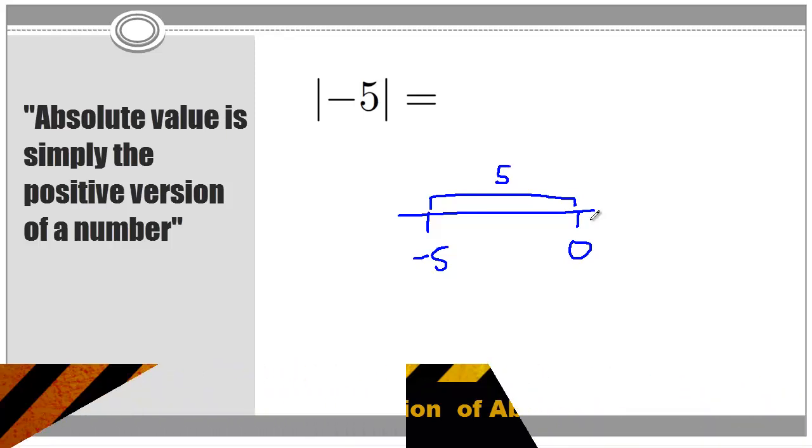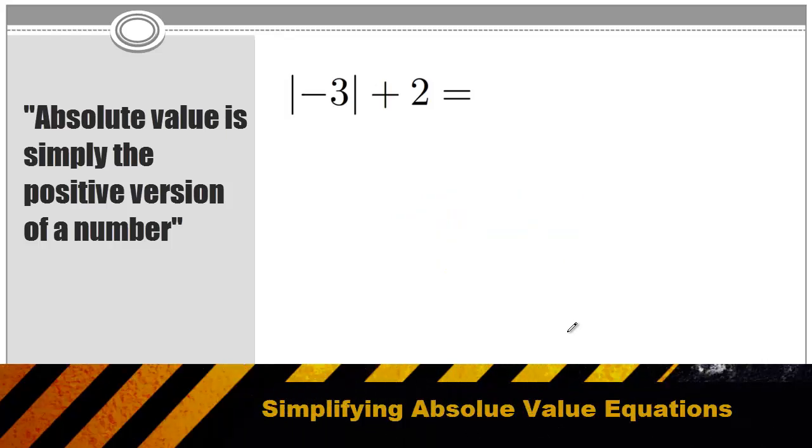version of that number. When you're solving an equation with absolute value, you can simply take whatever is inside the absolute value bars and change that to the positive number. So in this case, I could rewrite the equation as positive 3 plus 2. So my answer is obviously 5.